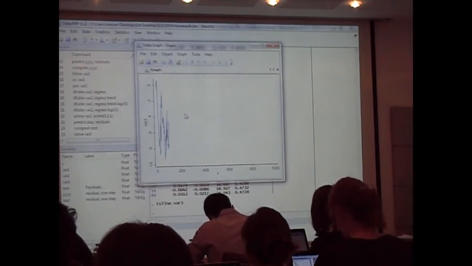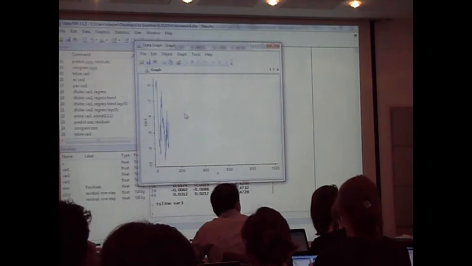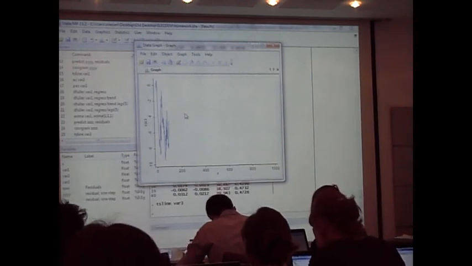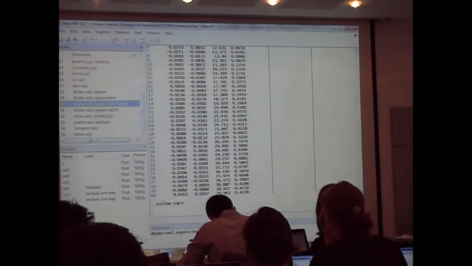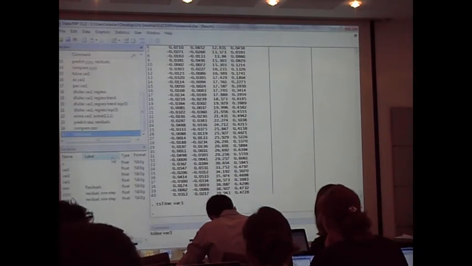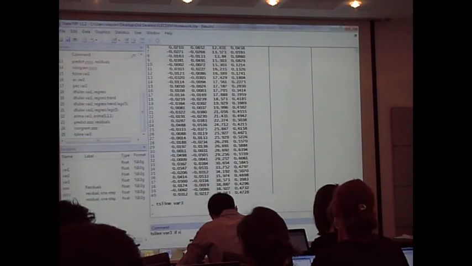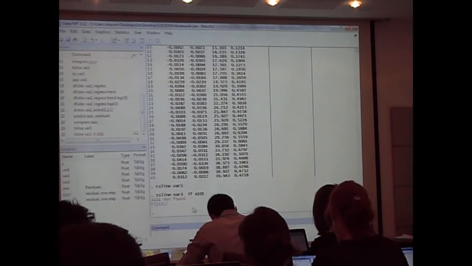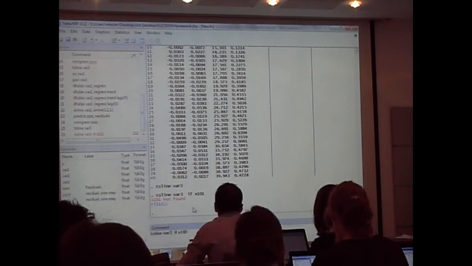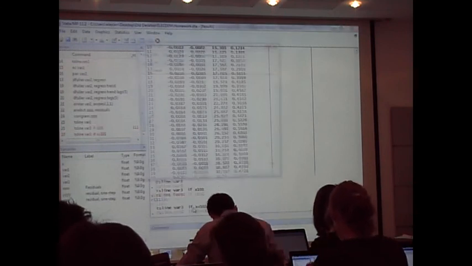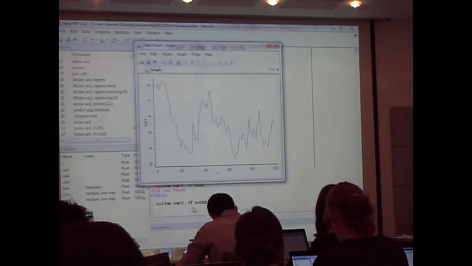Cut it off, right? I only give you 100 time points. TS line doesn't show you as much as a result, so what do we want to do? TS line variable 3 if x is less than 101. Sorry. That's what we get. What's it look like? Harder to tell, isn't it?